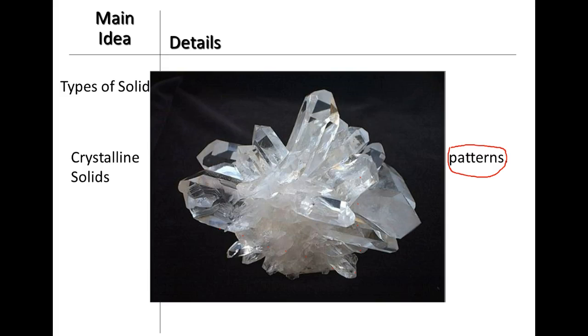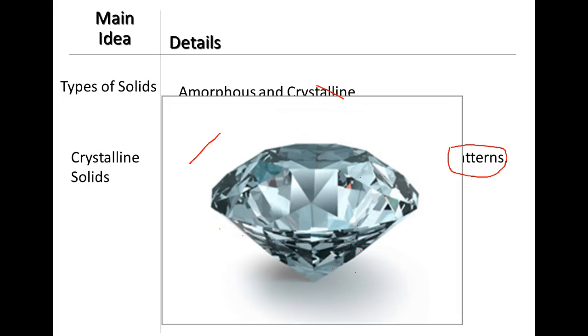This is an example of a crystal. You can see that it has flat edges, and we'll talk about in just a second why that's so important. But that is a characteristic of crystals. We also have a diamond as an example.